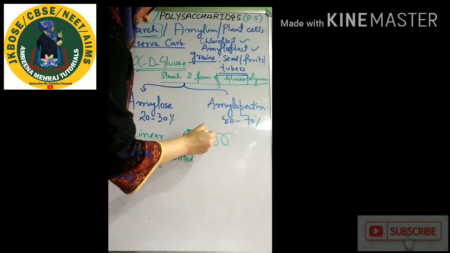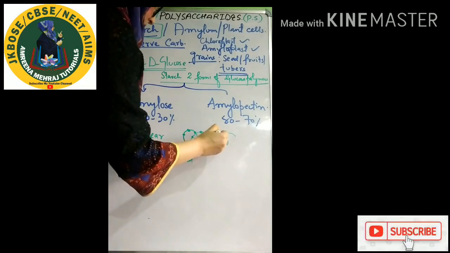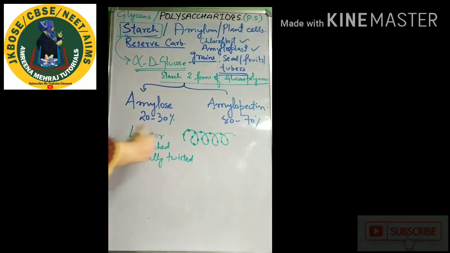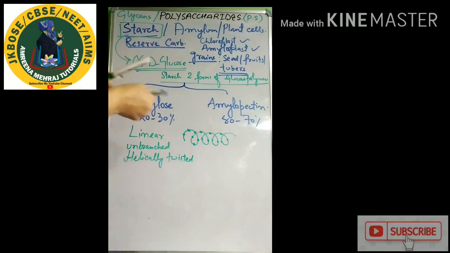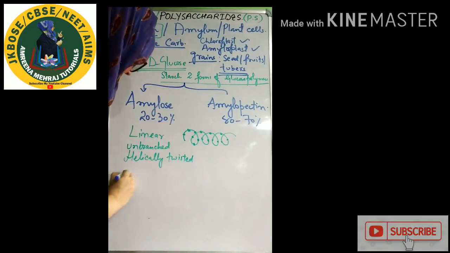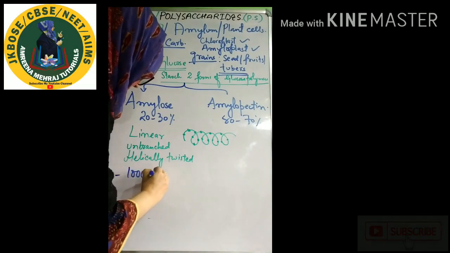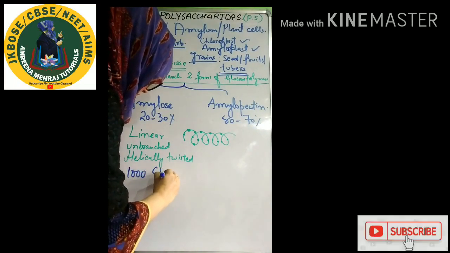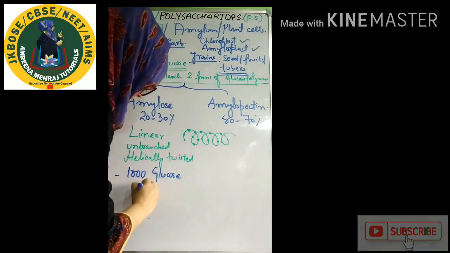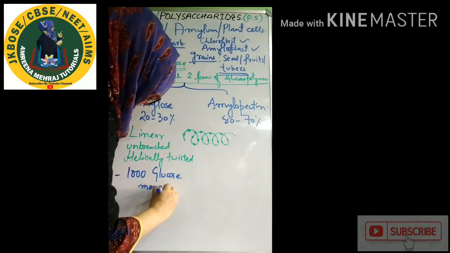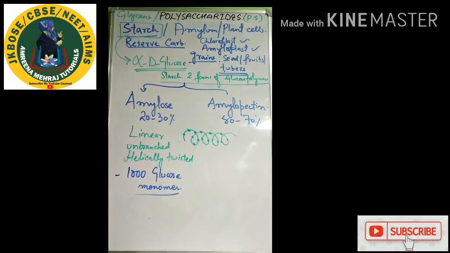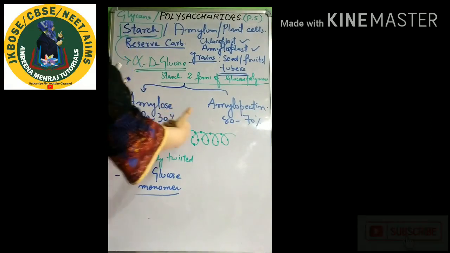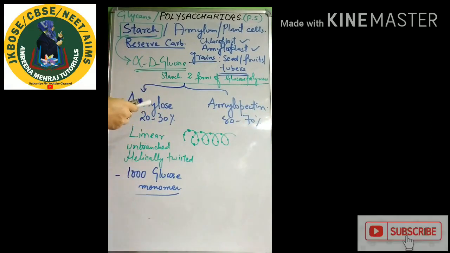I hope that is clear to you people. It's very simple. Now the question is, ma'am, how many alpha D glucoses could be there in this amylose? Generally you have 1000 glucose residues, or glucose monomers, present in an amylose chain. So this chain generally has 1000 glucose molecules.